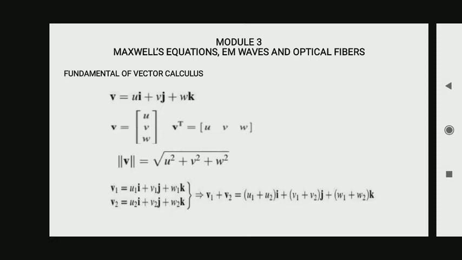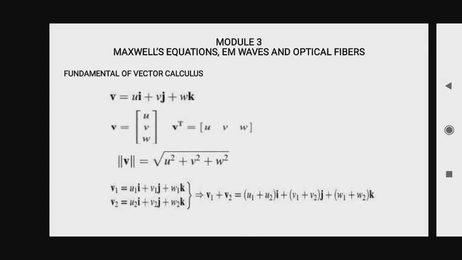A vector is usually presented in a column format with its transpose denoted with the superscript T in a row format. It is given here: v is equal to, in matrix format, u v w, and with the superscript T it is in row format, that is u v w. The magnitude of the vector is given by the root of u square plus v square plus w square.